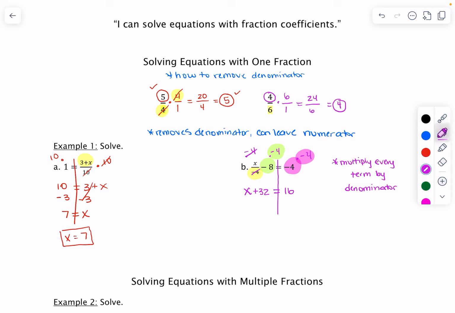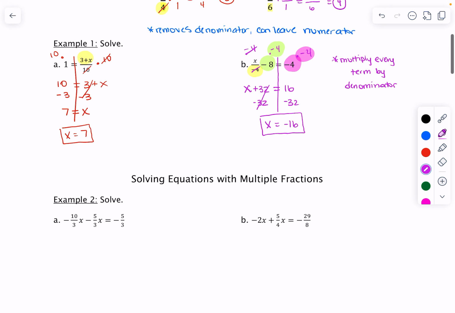Now again, I've got an equation that all the fractions are gone. It's not as overwhelming. I can do this. I can subtract the 32 on both sides and get x equals -16. Okay, so that's how you deal with an equation that just has one fraction in it. You multiply everything by that denominator, all the fractions should go away, and you're left with an equation that is simpler to solve. Okay, so let's move on to what happens when we have equations with multiple fractions.